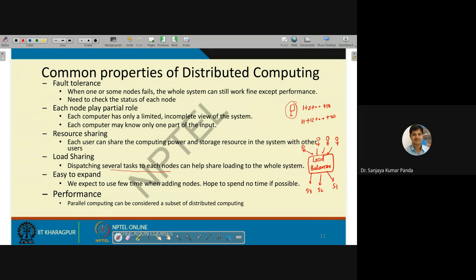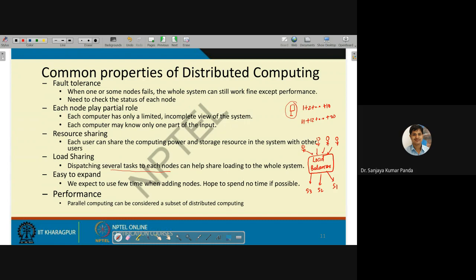Next one is easy to expand. So we expect to use little time when adding nodes. At any point of time, if a new computer system or a new user wants to join a distributed system, then you can add it because it is a voluntary system. Voluntary system means anybody can join, anybody can leave at any point of time. Like if you go for a grid computing project, I'll show you some practical also. You will see that over a period of time, the number of users increases, sometimes it decreases. You can say the average number of users is this much, but the exact number of users varies with respect to time. So that is easy to expand.